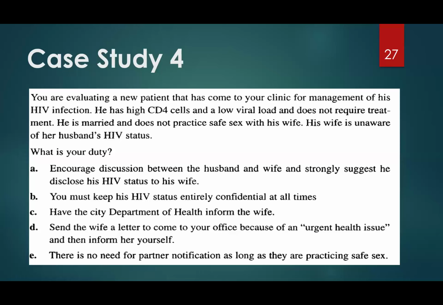Encourage discussion between the husband and wife and strongly suggest he disclose his HIV status to his wife, or you must keep his HIV status entirely confidential at all times, or have the city department of health inform the wife, or send the wife a letter to come to your office because of an urgent health issue and then inform her yourself, or there is no need for partner notification as long as they are practicing safe sex. What is the correct answer in this case?